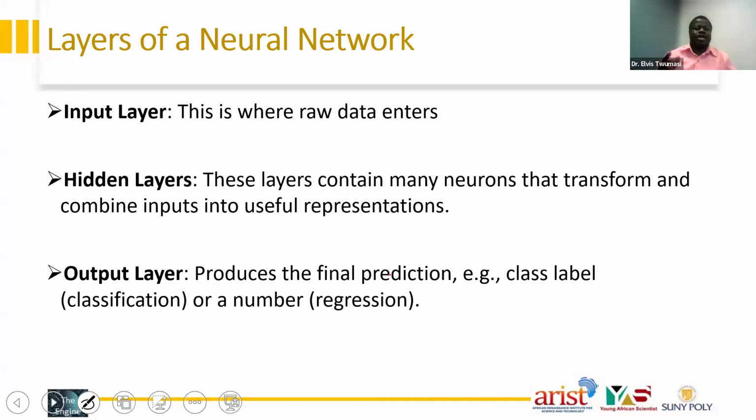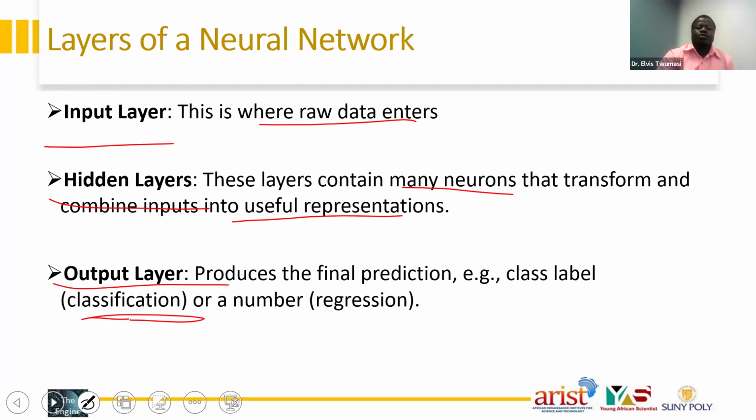So what are the layers in a neural network? You have the input layer, where the raw data, your input, comes in. Then we have the hidden layer. These layers contain many neurons, and it will transform the input into useful output. Then we have the output, and depending on what I'm doing, either classification or regression, I will decide which activation function I'll use in the output layer.